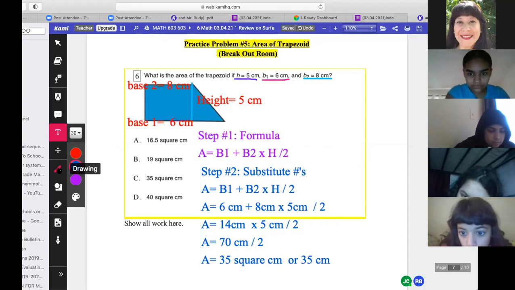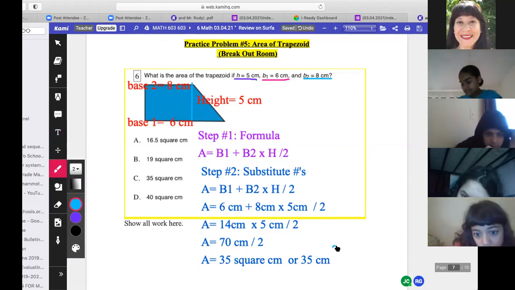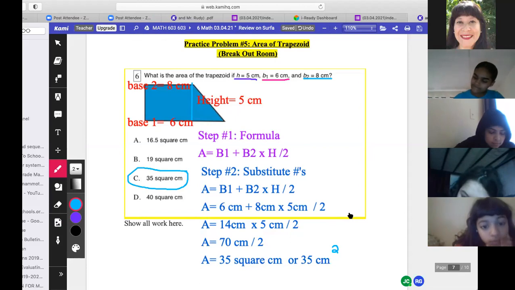Yes, Miss B, you hear this? I'm not surprised. She's the one who taught me on Tuesday. Should I see? Type yes in the chat if you understand the area of trapezoids.